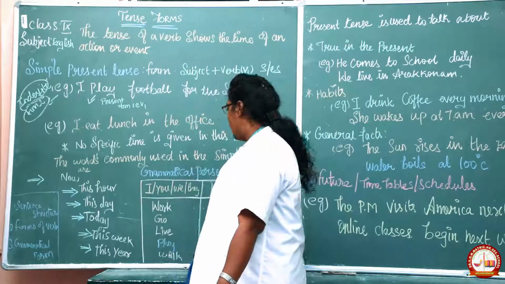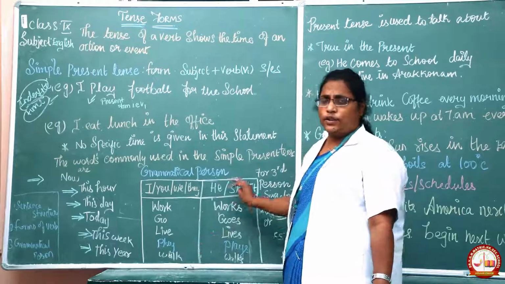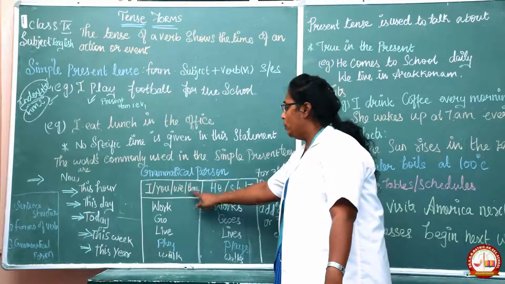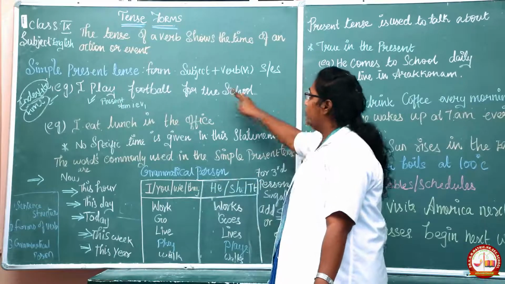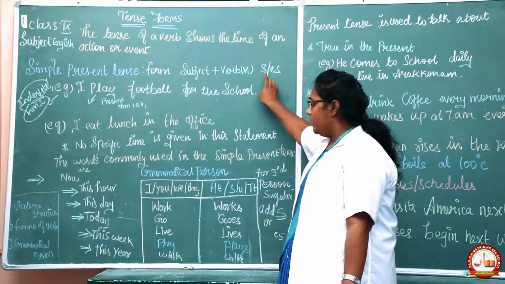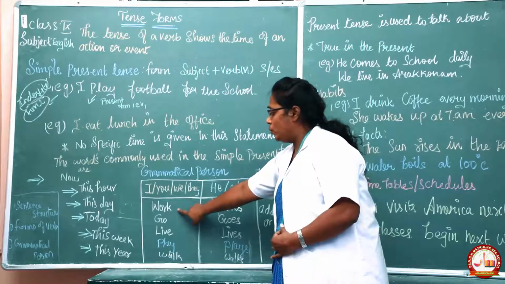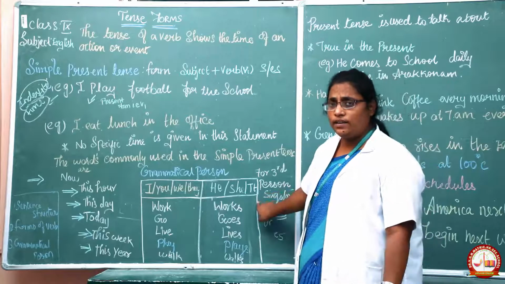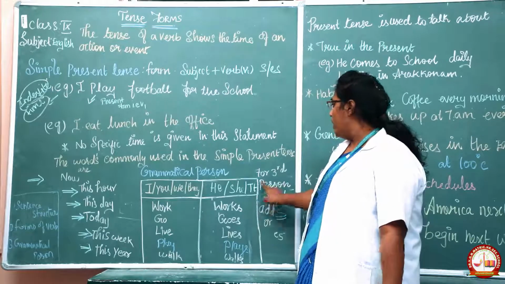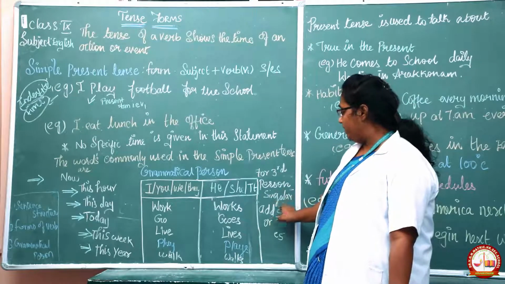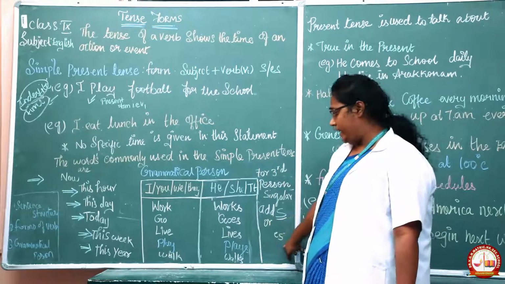The next one is grammatical persons. We know that I, you, we, they. As I said, the form is subject plus verb, V1 verb, S or ES. Here you can see a main verb, that is, works. He, she, it is the third person. It is a third person pronoun. For third person singular, if it is singular, you will be adding S or ES.